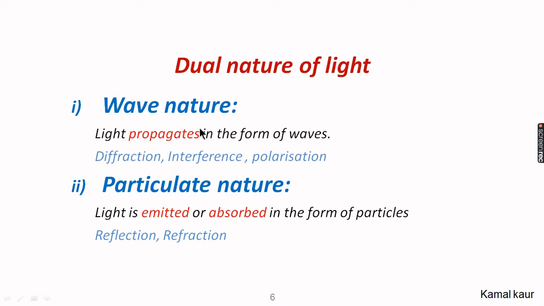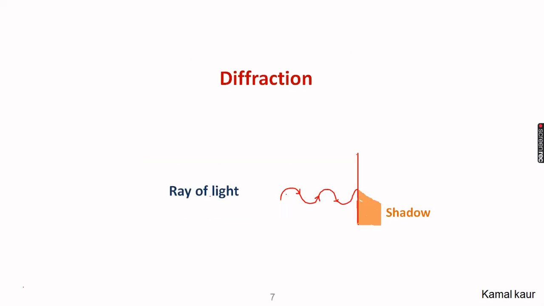Interference is another phenomenon. When two waves are superposed, their amplitude increases. It is only possible if light has waves. And the diffraction phenomenon can also be explained on the basis of wave nature only.